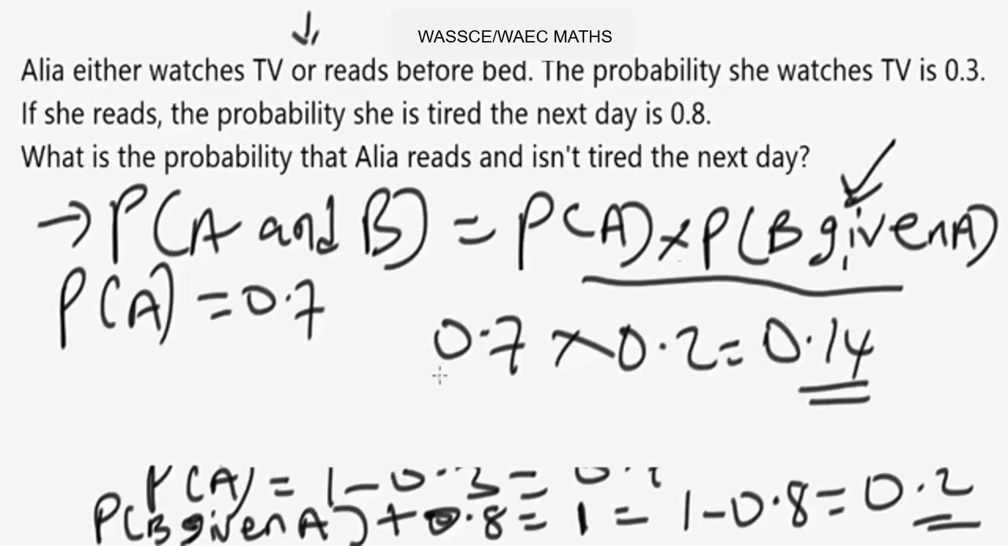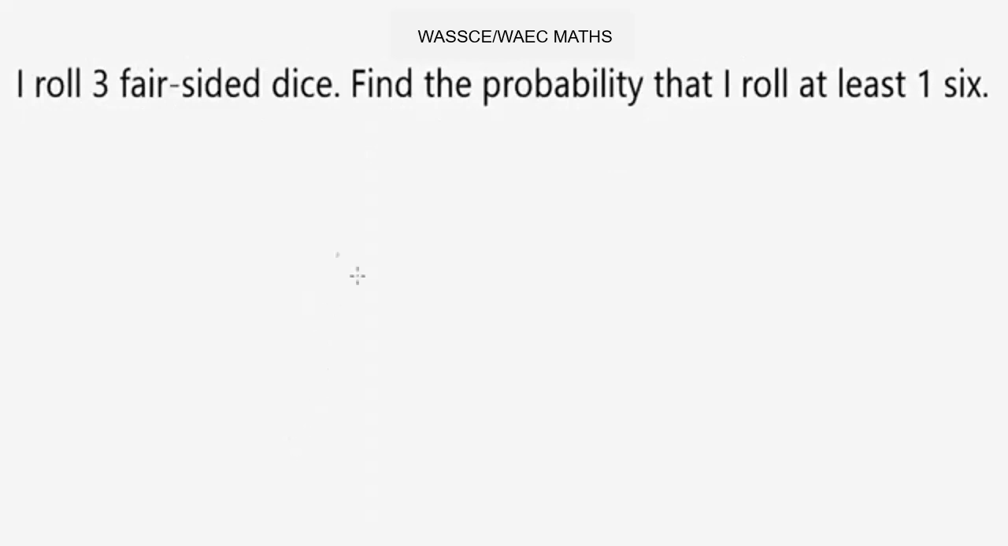Okay, so this is basically how I can deal with conditional probability problems. Now having gotten this concept, let's wipe this and look at how to deal with questions involving at least probability. Very important concept before we call this a class. Okay guys, now let's look at this typical question for at least probability. It says I roll 3 fair six-sided dice. Find the probability that I roll at least one 6.